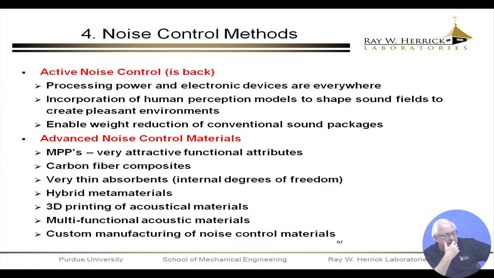And these things, actually, I think, an early argument was that they would replace a certain amount of sound-absorbing material. And I think that is certainly true. If you can use an active noise control system successfully to deal with some low frequency components, then I think you could get rid of significant amounts of weight of acoustic materials in vehicles, certainly. So we'll see about that. Advanced noise control materials, micro perfs. I'll say more about that later, but very attractive functional attributes compared to fibrous materials. Carbon fiber composites, the kind of stuff that I talked about in the aircraft application, sooner or later is going to be in cars, and that's going to change the landscape from a noise control point of view.